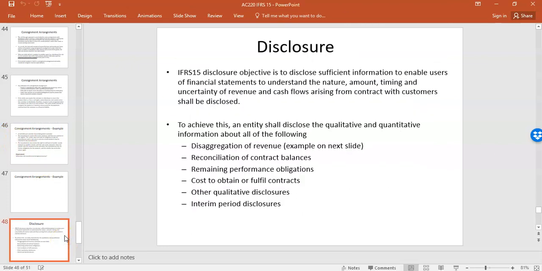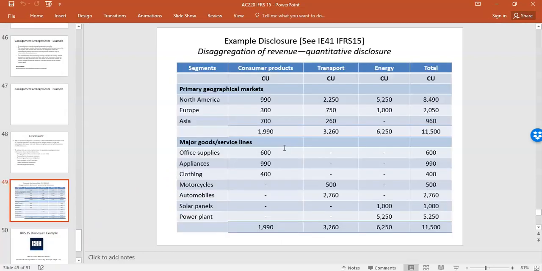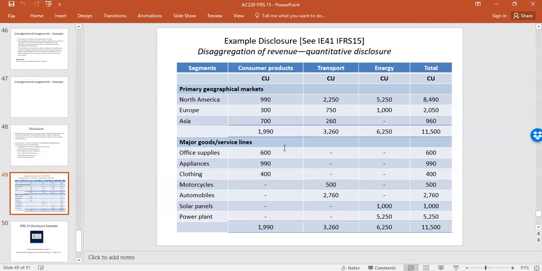So IFRS 15 also has a lot of detail around the disclosure in terms of disaggregating revenue and providing a lot more detail about it. So there's a big change and step up from the old IAS 18. I'll give you one example in terms of disaggregation. You have to now split it across geographies, split it across the segments you look at, and also the major goods and service lines you give.